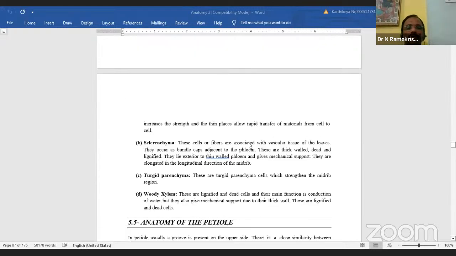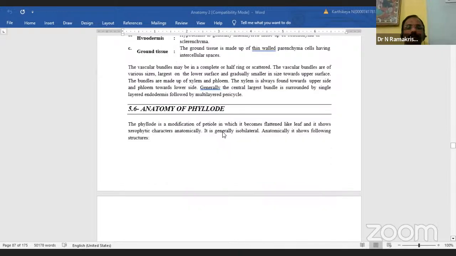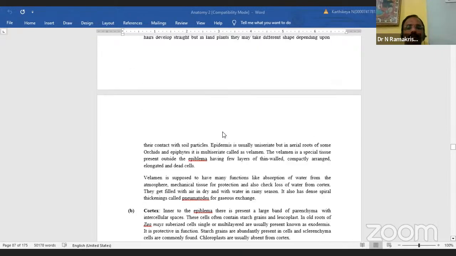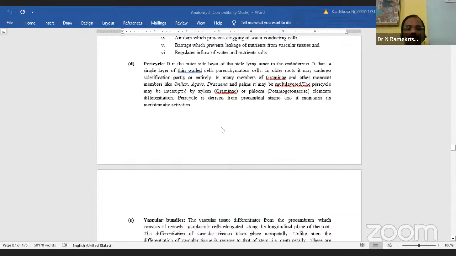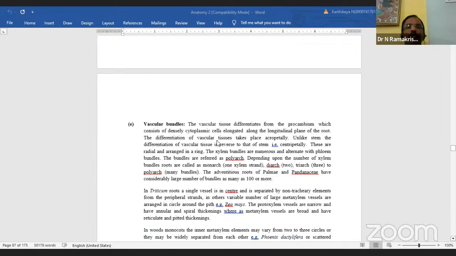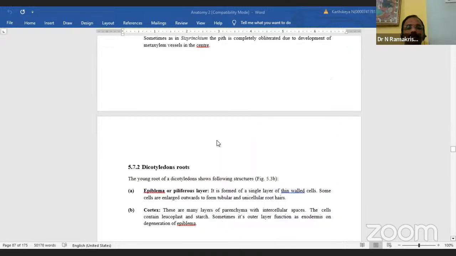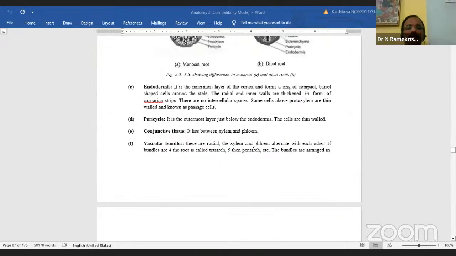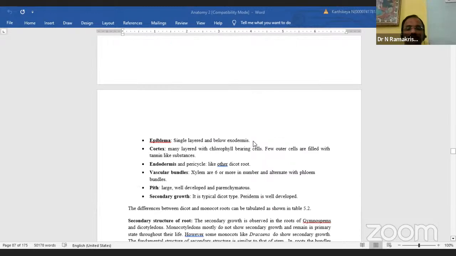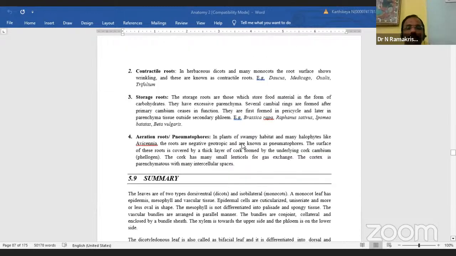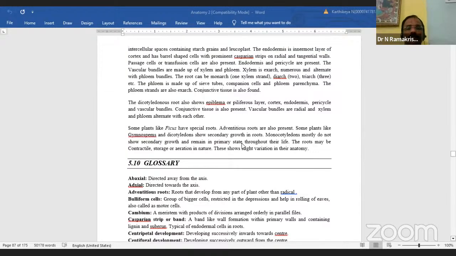Certain model anatomy, and vascular bundles. Model anatomy. Just one minute.